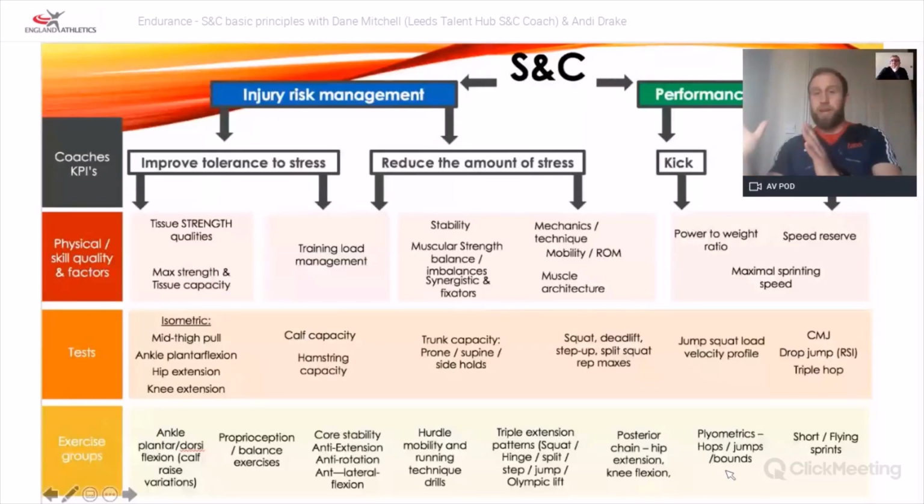The other side, the cool side of S&C, is the performance enhancing side. So there's lots of literature now suggesting that strength and power training, in particular plyometrics, can improve running performance irrelevant of changes in other physiological markers such as VO2 max, lactate threshold, and things like that.